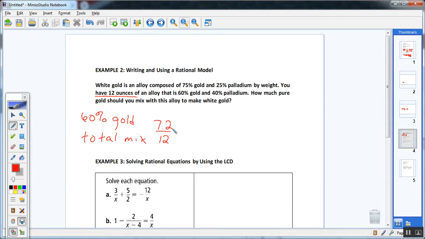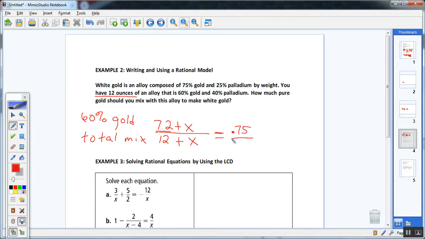Now, if I add a certain amount of gold to the 7.2 I already have, what happens to the overall 12 ounces that we have in there as a mix? It's going to go up by the same amount. So whatever I add to 7.2, I've got to add to 12. I'm going to let x be the amount of gold that we're going to add in ounces. And I want this to equal what value in the end? 75% as a decimal would be what? Can I call that 0.75 over 1 then?